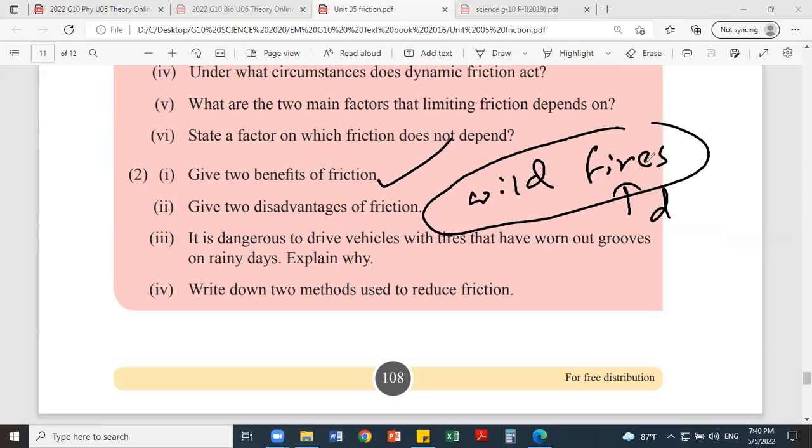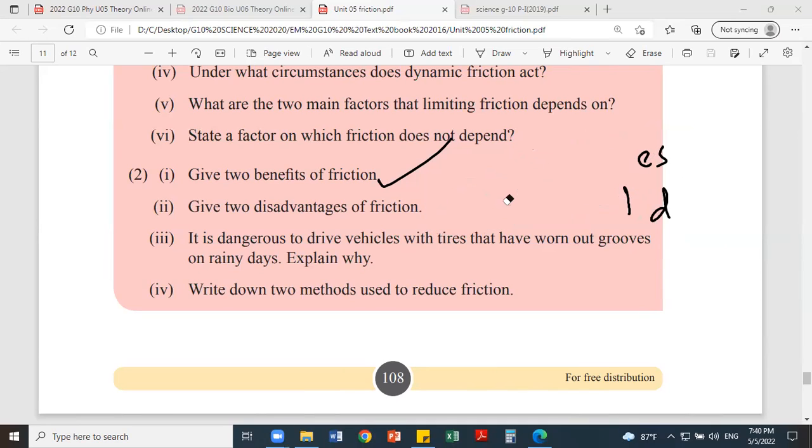Other than that, you can write disadvantages of friction. This wildfire example is not given in your textbook, but the textbook has given many examples. I'm not repeating the same things as the textbook because there is no point, anyway you have the textbook. Disadvantage of friction: loss of efficiency of machines, because of the energy loss.